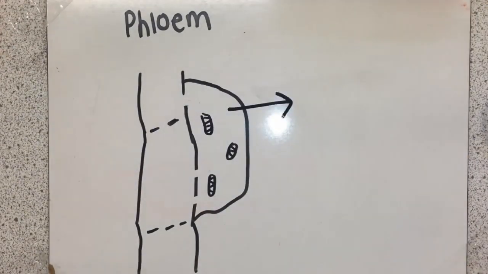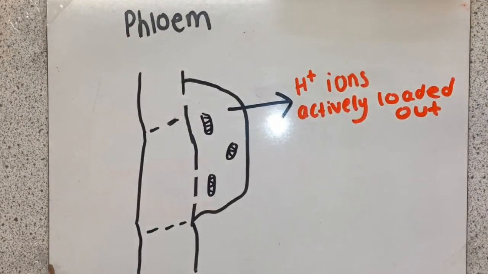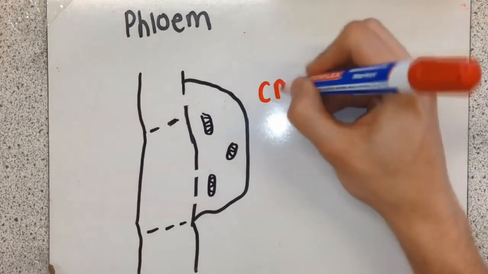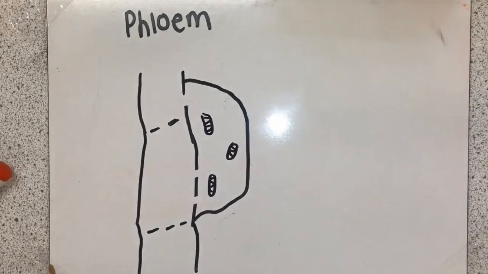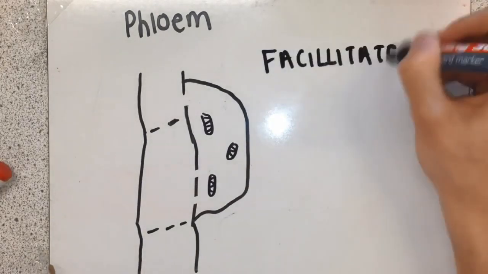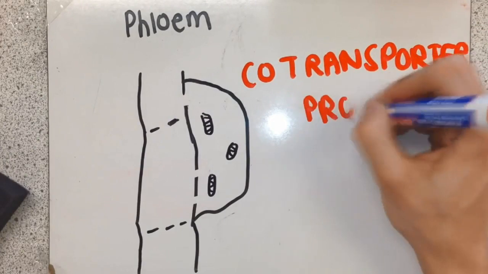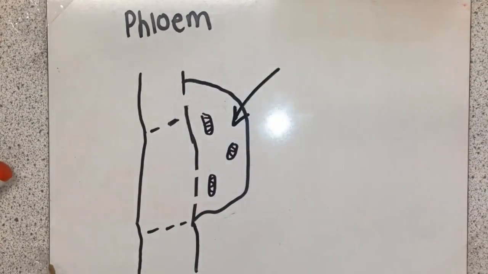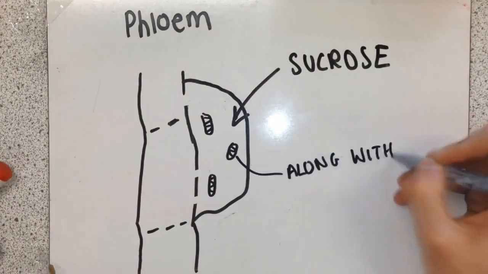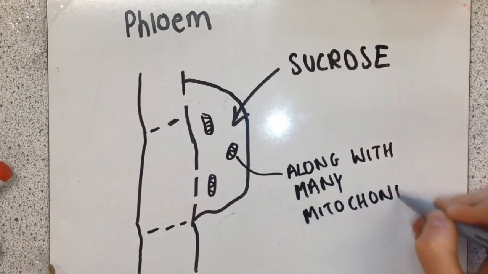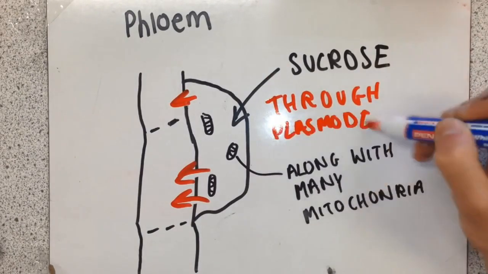Using ATP, adenosine triphosphate, H+ ions, or protons, are actively loaded out of the companion cell. This creates a concentration gradient. Now, via facilitated diffusion and with the help of special co-transporter proteins, the hydrogen ions are brought back into the companion cells along with the sucrose. The sucrose is now in the companion cells, along with many mitochondria which generate the ATP to pump out the H+ ions in the first place. From here, the sucrose can diffuse from the companion cells into the sieve tube elements.